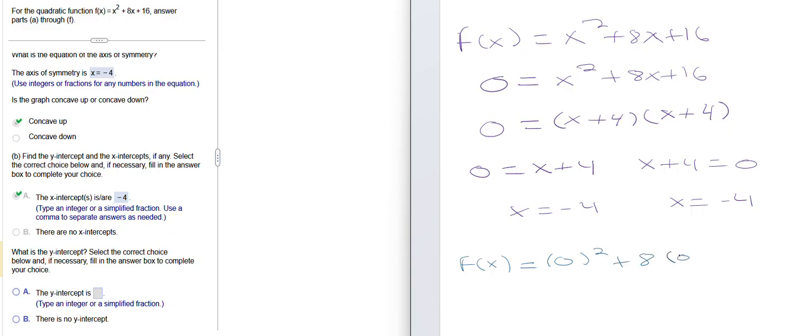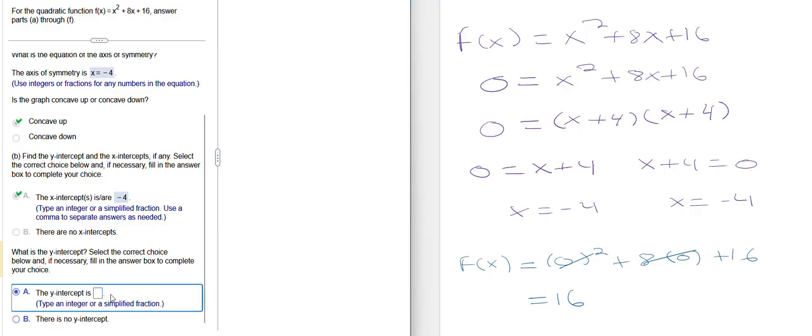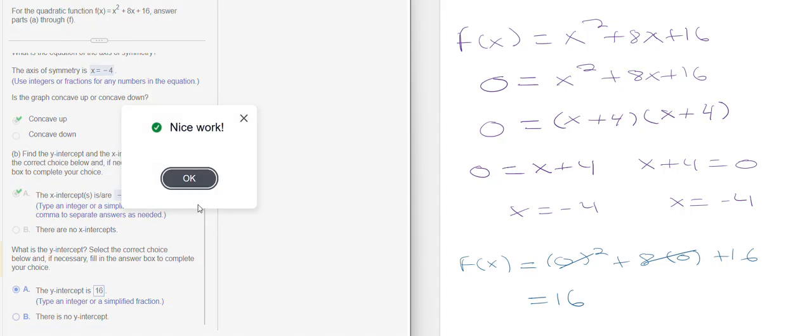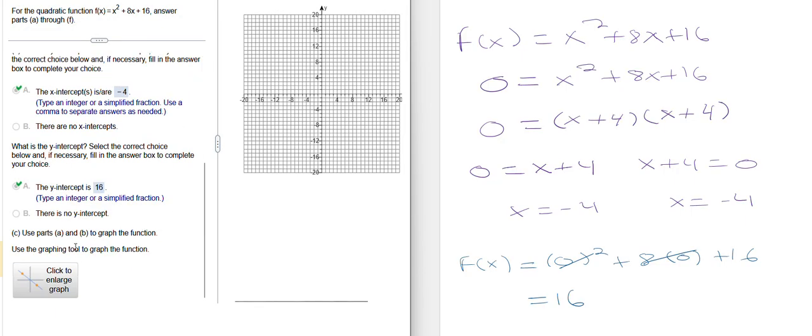And I am going to simplify. All of this goes away. So f of x equals 16. So my y-intercept is 16. Boom. Check. Yay. Now it would like for me to graph it using everything I know.